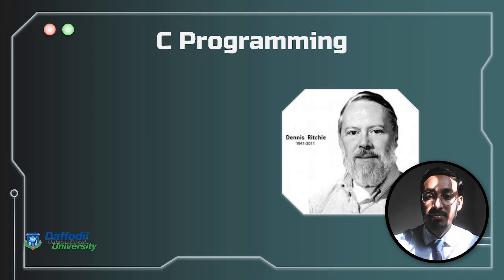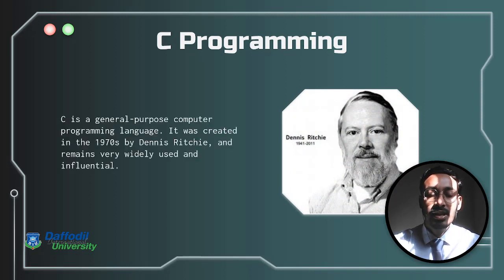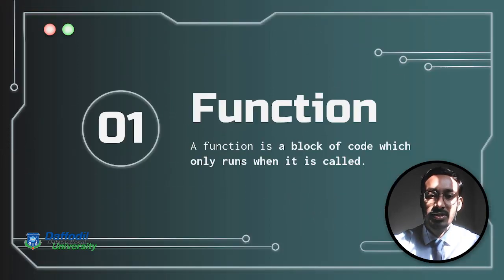First of all, we need to know C programming. What is C programming? Basically, C is a general purpose computer programming language. It was created in the 1970s by Dennis Ritchie and remains very widely used and influential. So let's jump into the main topic, which is function.